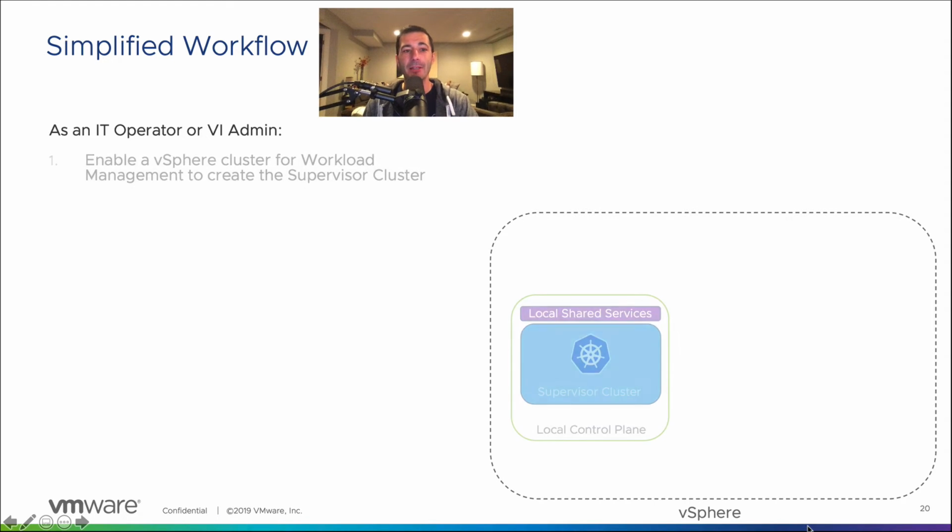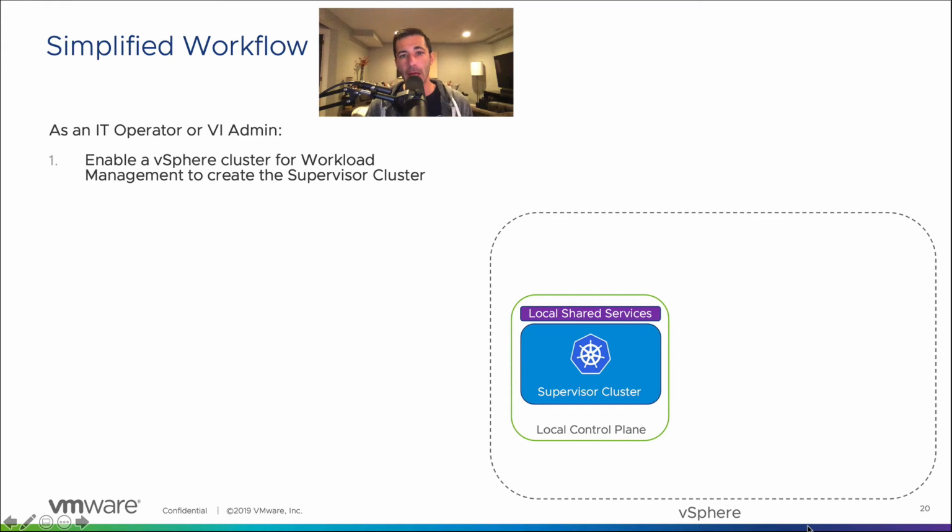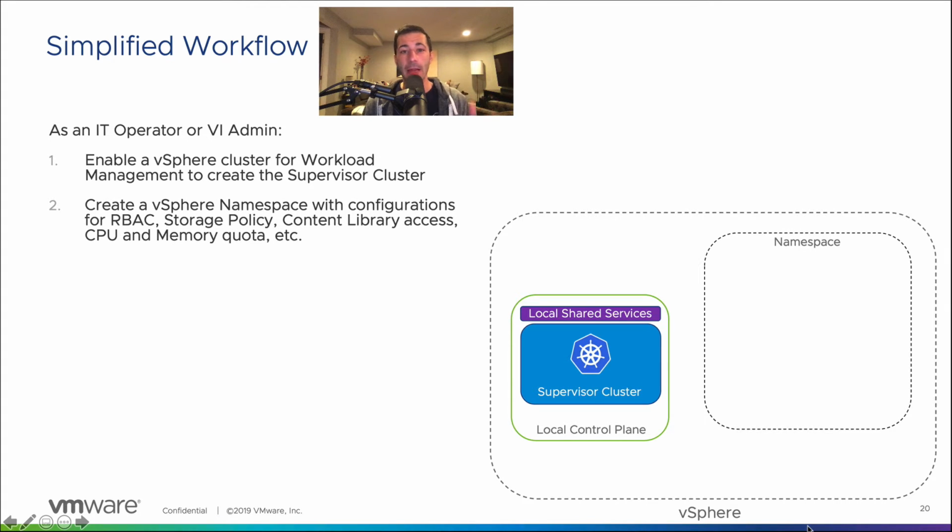As a VI admin, I go through and enable workload management on my vSphere cluster, and that is going to create our supervisor cluster. That supervisor cluster is 3 virtual machines that function as a Kubernetes control plane that has Cluster API custom resources installed on it. After that, I create namespaces. These namespaces have different configurations for role-based access control, content library access, which means what Tanzu Kubernetes releases are going to be available to me, what storage policies are going to be there, and whether I set limits on what CPU and memory can be applied there as well. But after that, I'm done as a VI admin.